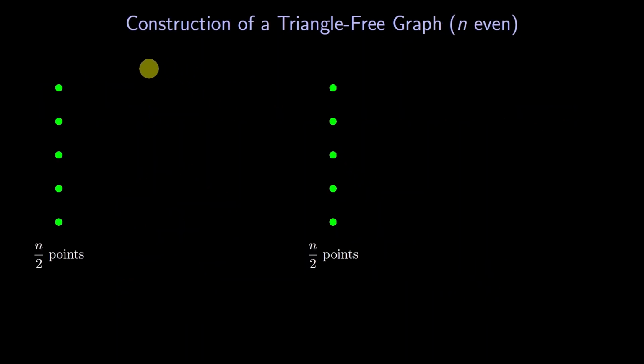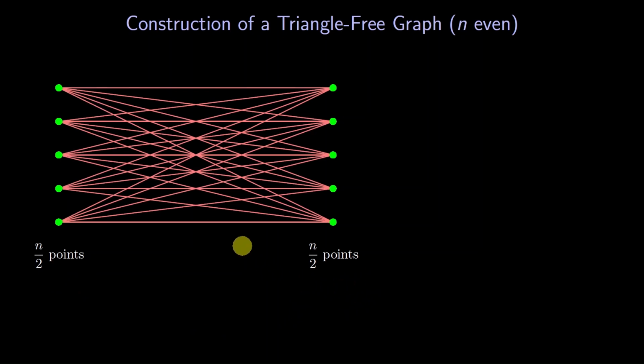Here's a way to construct a triangle-free graph with lots of edges. We'll place half the points on the left and half on the right. We'll then add an edge between each point on the left and each point on the right. Such a graph is called a complete bipartite graph. Bipartite means the points are split into 2 parts. Does this graph contain any triangles?